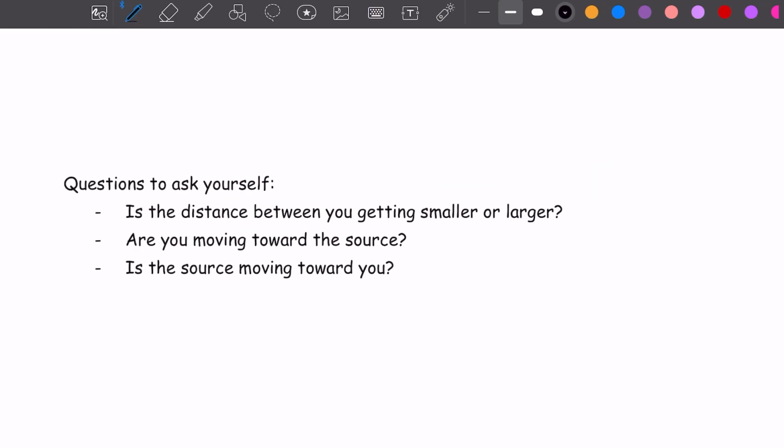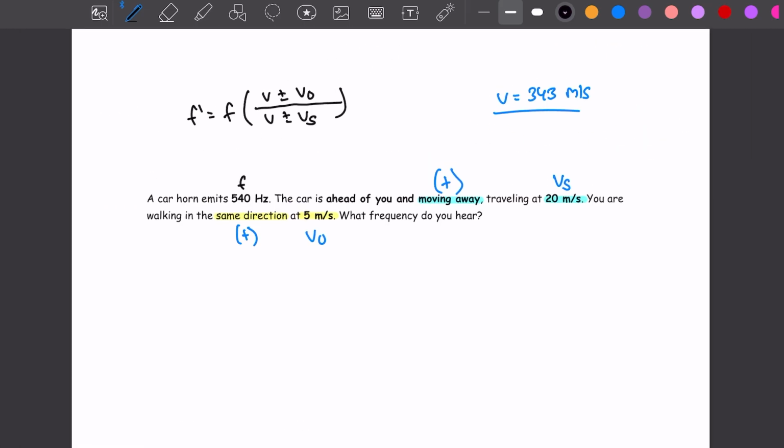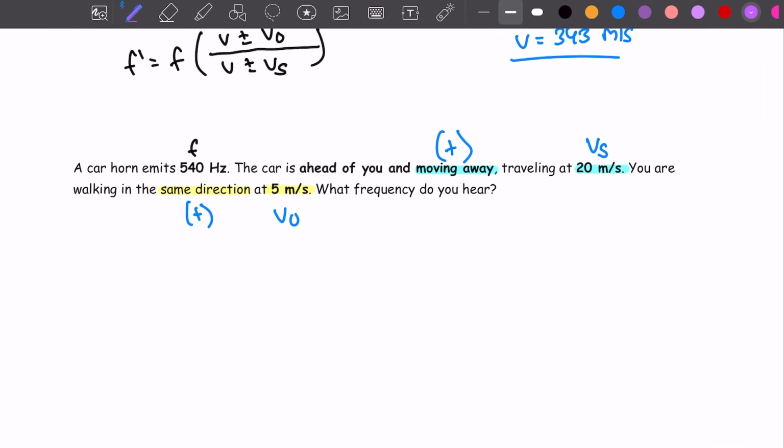And we can answer these questions on the bottom. Is the distance between us getting larger or smaller? Let's see. We're going to draw out a little diagram. Here's the car, and here's us. The car is ahead of us, and it's moving away. So it's going in this direction over here at 20 meters per second. We're walking in the same direction the car is moving at 5 meters per second.